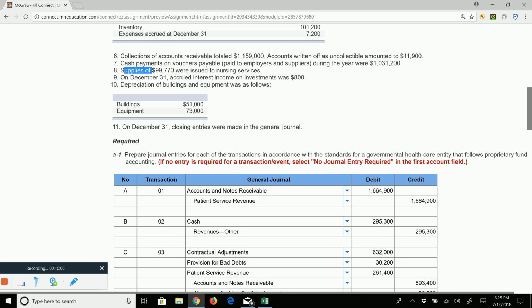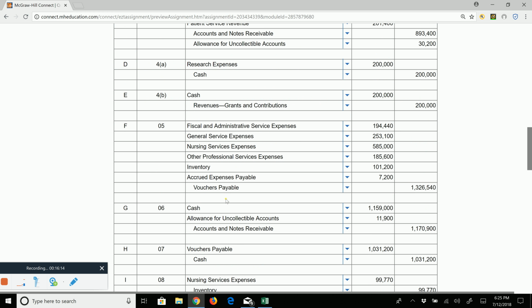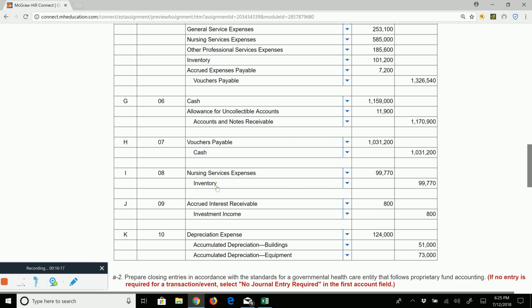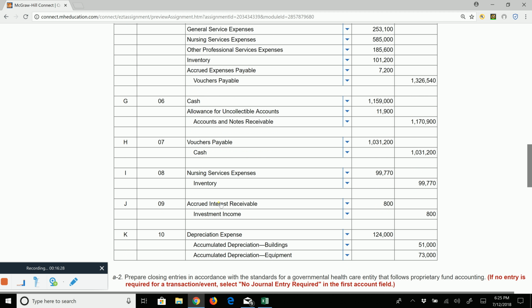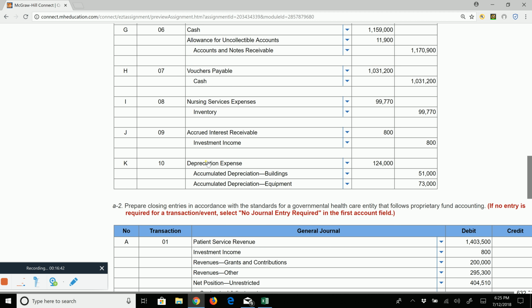Number 8, supplies of $99,000 were issued to nursing services. And when they were issued, they were used right away. $99,000. So we basically have an expense at this point. Debit the expense and credit the supplies inventory account. And number 9, December 31st, accrued interest income, $800. Debit interest receivable, credit interest revenue. And lastly, number 10 is the depreciation on the fixed assets for the fiscal year. Debit depreciation expense, credit accumulated depreciation.